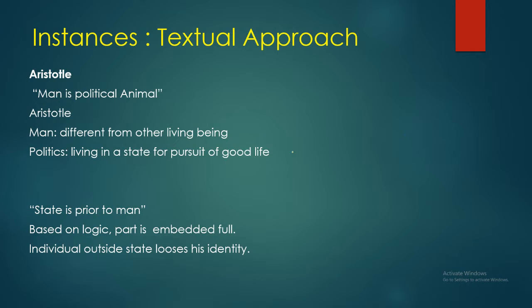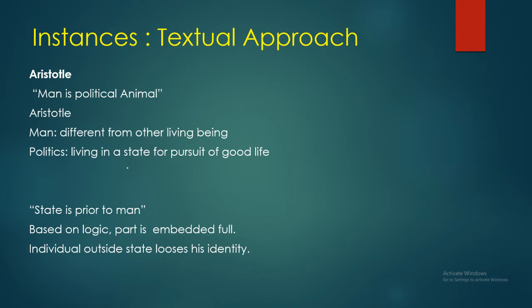For Aristotle, man is different from other living beings, and the person who lives outside the state does not enjoy the good life, because it is the state where the individual enjoys the good life. Those who remain outside the state would not enjoy the good life, and he may be a wild savage living outside the rubric of the state. Under the umbrella of the state, the individual enjoys all the good life. The person who lives outside does not enjoy this, and may be a sage, or a god, or a savage. This is a basic textual interpretation of the idea that man is a political animal.